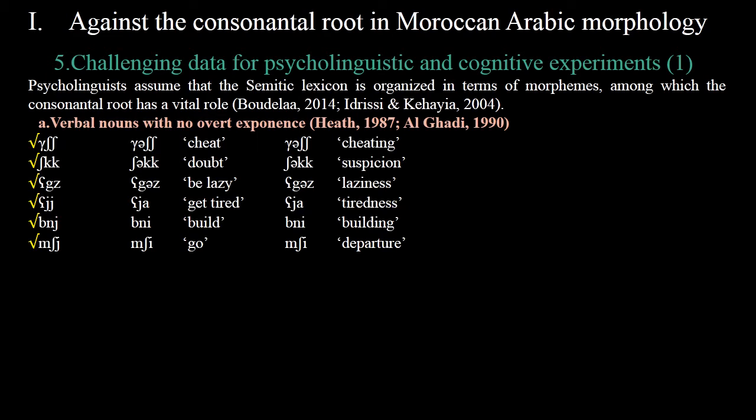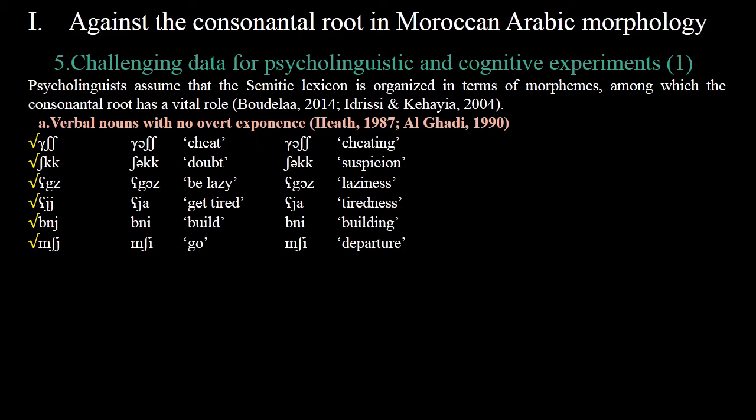Psycholinguists assume that morphological representation and lexical access are centered around the consonantal root. However, Moroccan Arabic morphology presents challenging data that put into question the legitimacy of this claim. The first set concerns verbal nouns with no overt exponents. We assume that ghish, cheating, is derived from the verb ghish, cheat, with no overt exponents. And we have bni, building, derived from the verb bni, build.